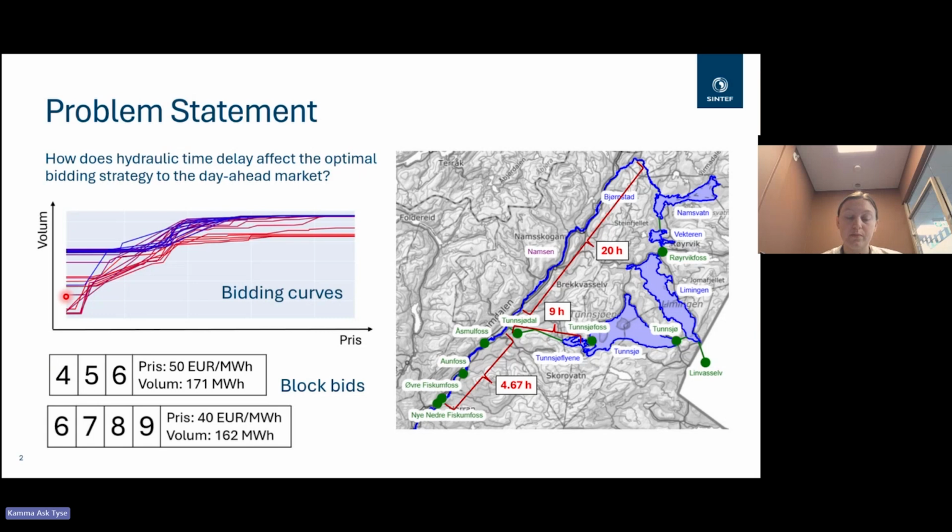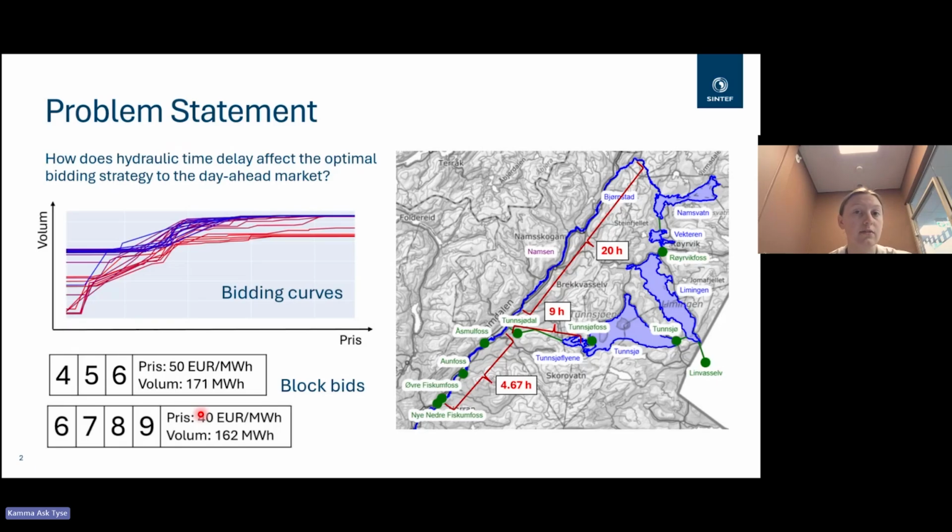So the goal of this project is to understand the effect of time delay on the optimal bidding strategy. To do that, we will use the production planning software SHOP for short-term hydro scheduling to construct bids and measure the effect of time delay and their performance. Constructing bidding curves is already implemented in SHOP, but not block bids. So if we have enough resources, we would want to do that maybe next year.